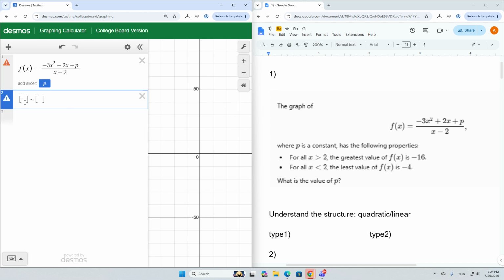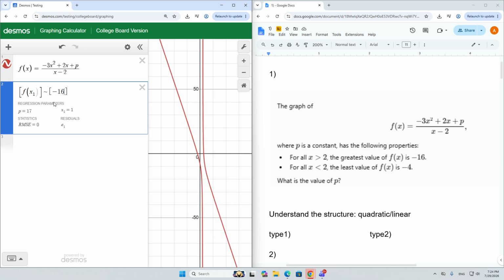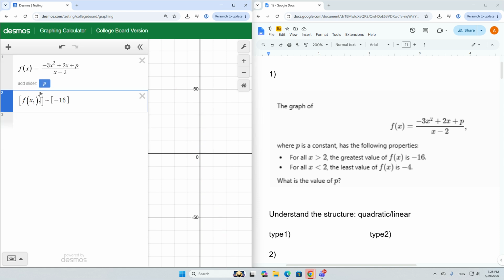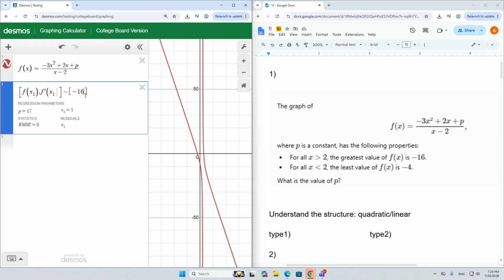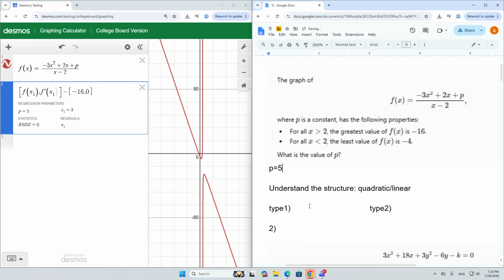So watch this. I put f of x1. I want that to equal negative 16, but the derivative there is 0. So look at that. So I'm done. P is 5. Okay, it's pretty cool, right? P equals 5. So there's 3 types, right? There you go.